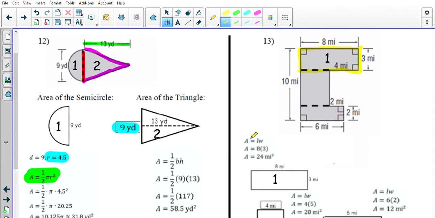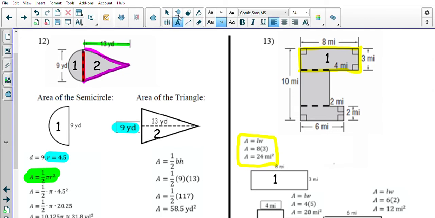So to find my area here, I'm going to do 8 times 3 to get 24 miles squared. Again, that's for this yellow highlighted region here, 8 times 3. Let's go ahead down. I'm going to call this region 3, but I'm going to do this one next.